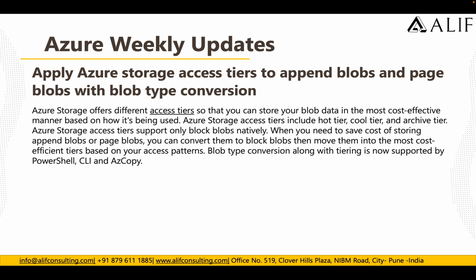And the conversion and the tiering can be done by using PowerShell, CLI, and AzCopy, and can also be done directly from the Azure portal. So this is where you can apply the access tier to your append blob and page blob by changing them into the blob to do the cost saving, right? And later on, when you need that data back, you can move them to the hot tier, and then you can convert them to the append blob or page blobs for your restoration task.